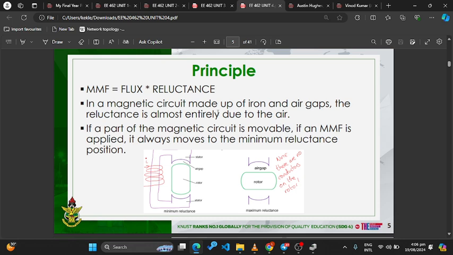Okay, so now we are starting. If current is to flow, there must be magnetomotive force. In the last session, I explained what magnetomotive force means. That's the work done per unit charge in moving that charge from one point to the other. I think you watched the videos.